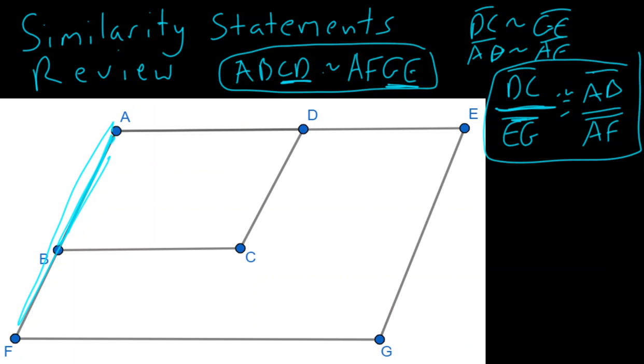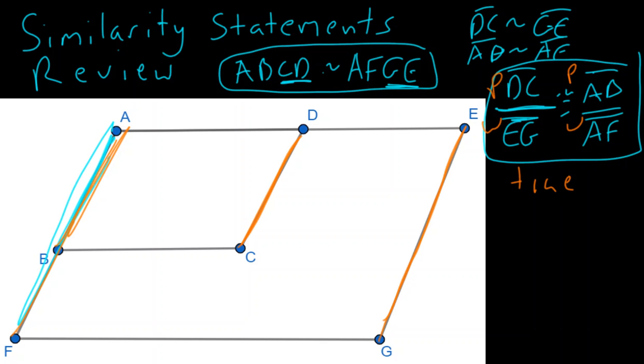Now, I want you to notice something else. DC, it's the smaller shape. That's actually going to be considered a part of the bigger shape, which will be considered the whole. And here you can see, well, wait a second, AB is also a part, and AF is also a whole. So we have part divided by whole is congruent to part divided by whole. We're going to say, hey, that is a true statement.